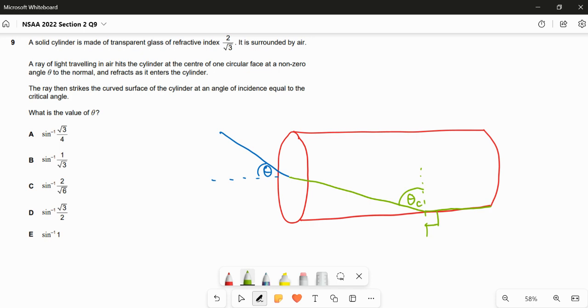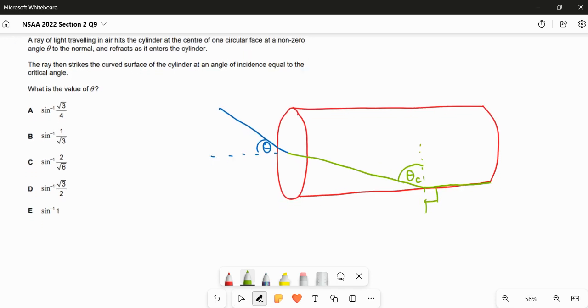What is the value of theta? So, how can we get theta here? Well, clearly it's just Snell's law. So we're going to need n1 sine theta 1 equals n2 sine theta 2. And we're going to need to use the critical angle, hopefully, to get the refracted angle theta 2 inside to then get theta. So let's see how we could do this.